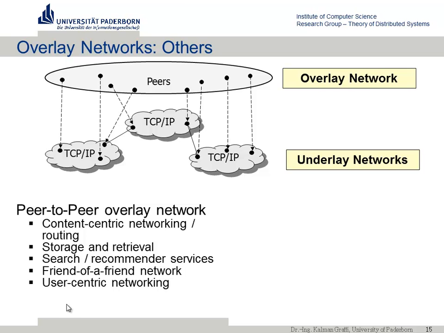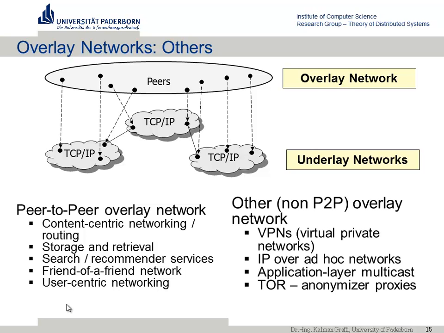They are also used to search for services and recommend them. If you extend the type of file that you store, you can also store services with more information, with meta information, that you can also search for. Friend-of-a-friend networks and user-centric networking go in the direction that you do not want to address nodes or files, but you want to address users. So you have routing based on the user ID, for example. For that, you can also build an overlay network.